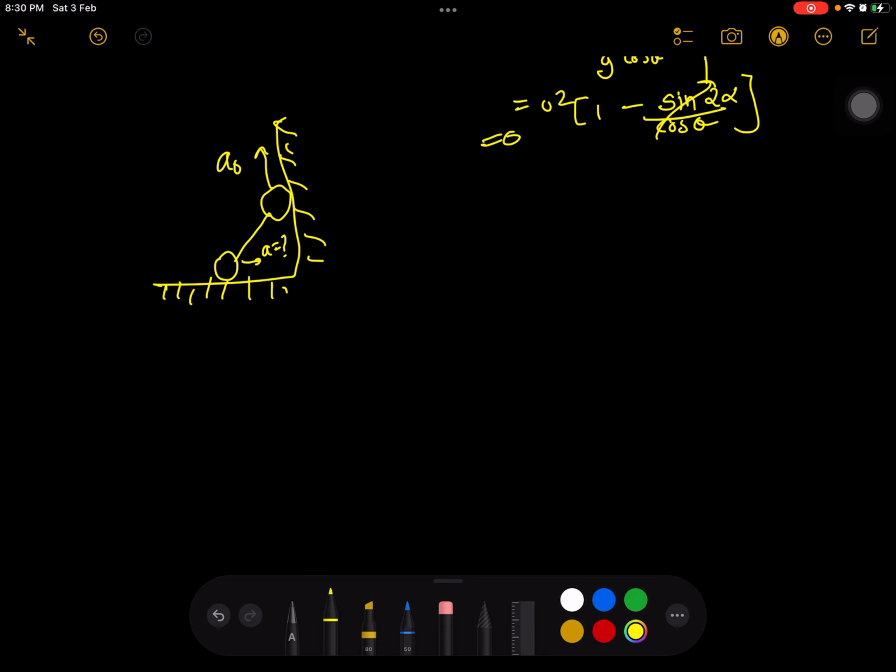So the dumbbell is initially at rest on the upper end. It is suddenly provided with an acceleration a naught as shown. The lower end will move how much?